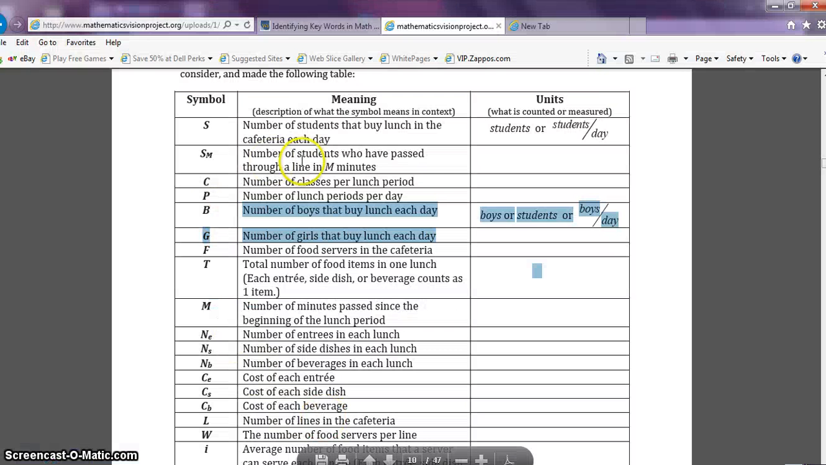Well, C is the number of classes per lunch period. So that's a class, a group of kids, all right? And then the number of lunch periods. We need to multiply those together, right?